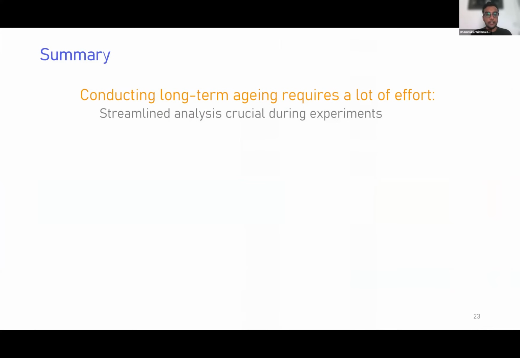I think conducting long-term aging requires a lot of effort. For any data-driven method, this is crucial. Having this data set is important, but at the same time, it is quite an arduous task. And you need to make sure you streamline the analysis and keep a close eye during these experiments, because things can go wrong and you need to somehow rectify them as you go along, right? Because you're putting a lot of effort. You don't want, at the end of the 2 years, the data to be not very useful.